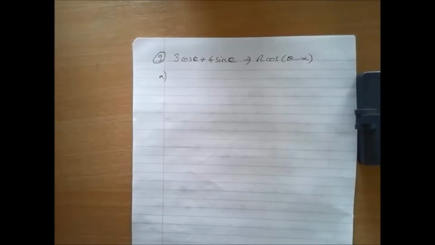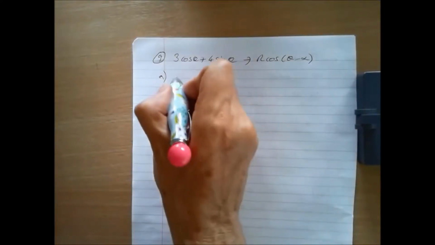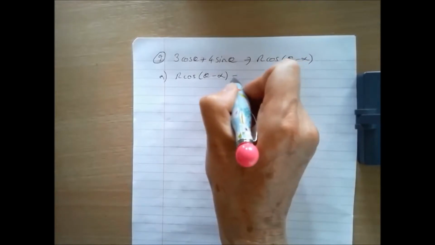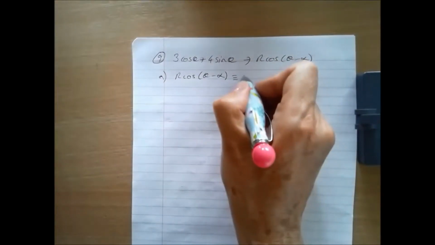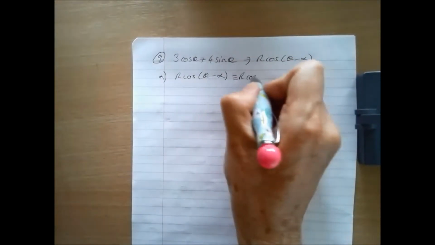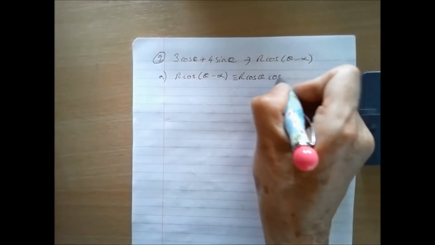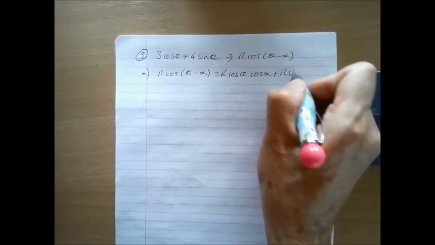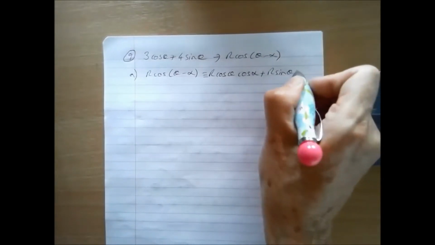Okay, question 9. So we've got 3 cos theta plus 4 sin theta expressed in the form r cos brackets theta minus alpha. So it's a fairly standard method. I've basically got to go 3 cos theta plus 4 sin theta is the same as r cos(theta minus alpha), and use the addition formula to expand it. So I've got r cos theta cos alpha plus r sin theta sin alpha.